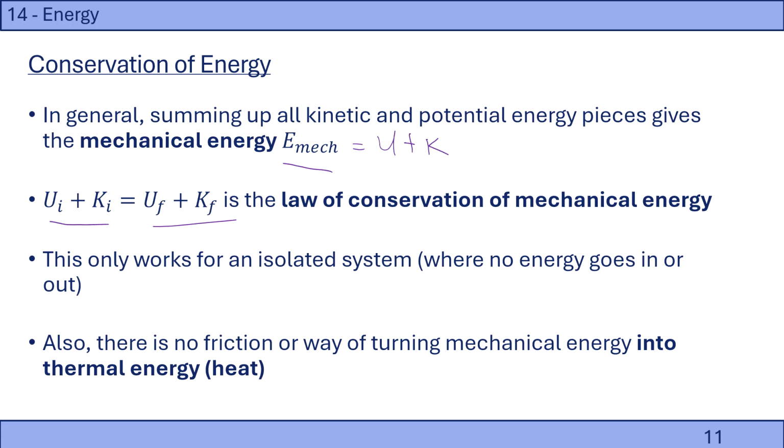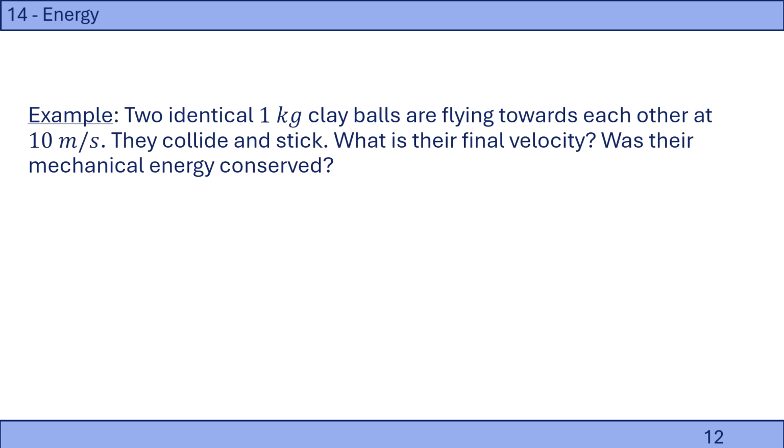But this isn't always true. This kind of energy isn't always conserved, because some of the energy can leave our system. This only works for an isolated system where no energy comes in or goes out of the system. Also, we are assuming that there's no friction or no way of turning that mechanical energy into thermal energy in order to use this conservation equation.